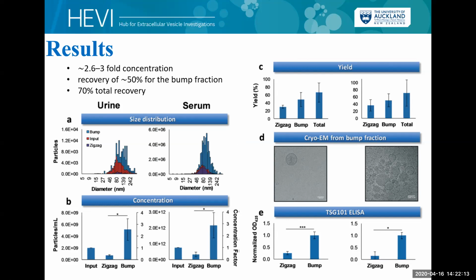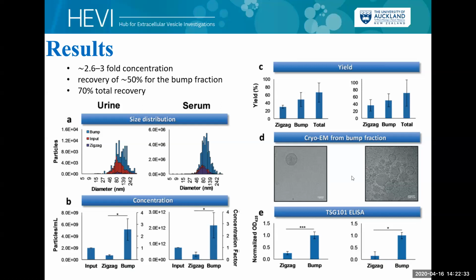The concentration, so you can see that the bump fraction is concentrating quite a bit relative to the zigzag fraction, which is what we would expect, because the zigzag is the bulk of the fluid that you're flowing through, and then you're moving all the EVs over to this relatively really small fraction.